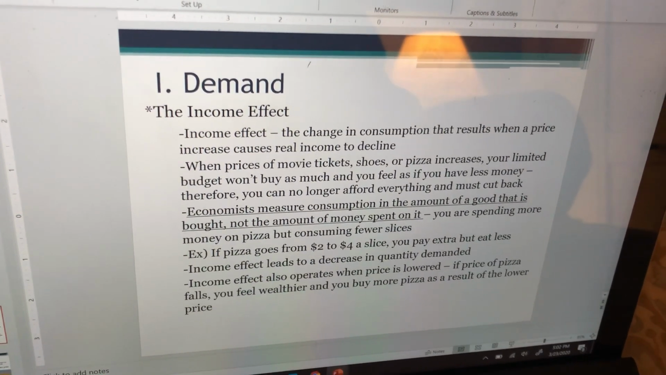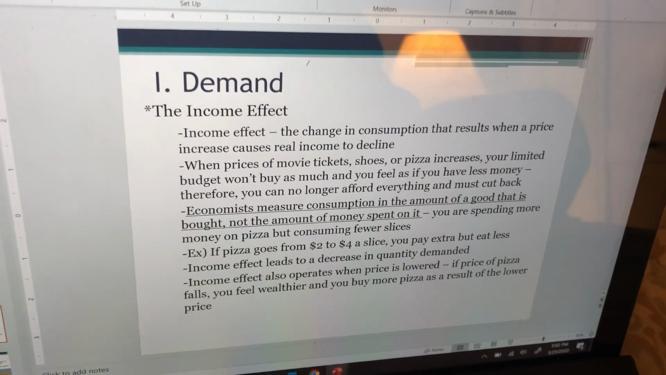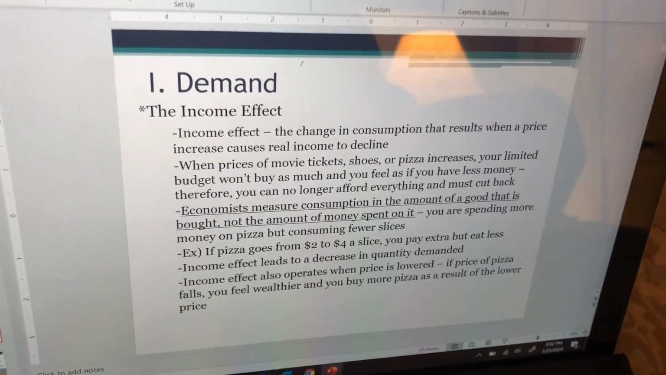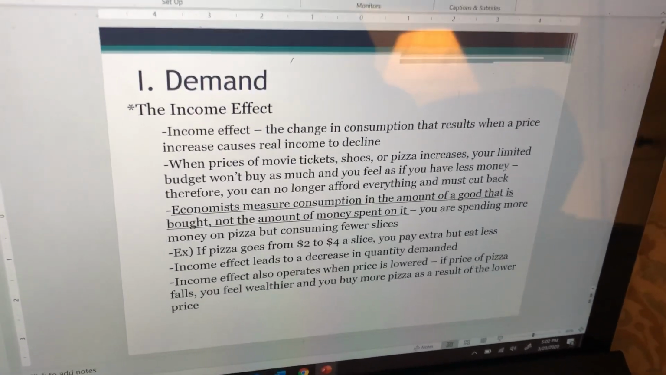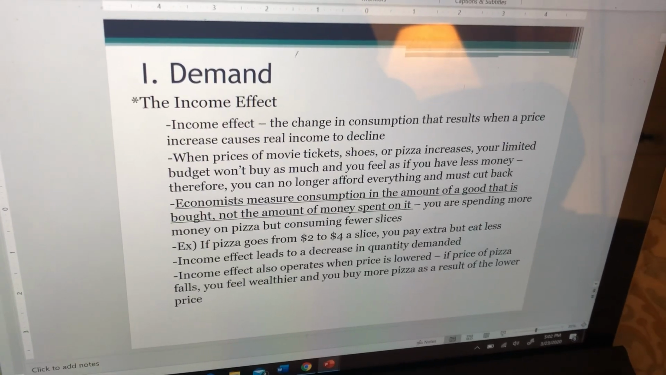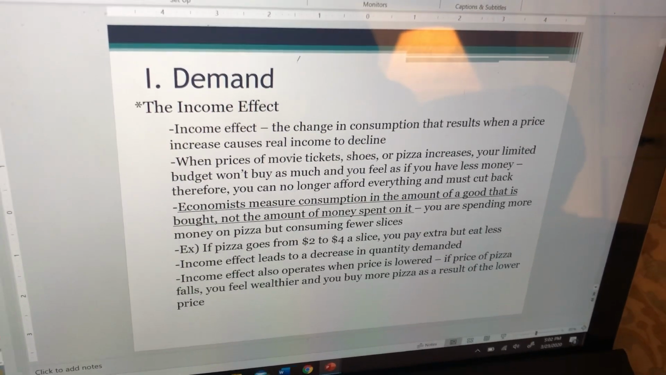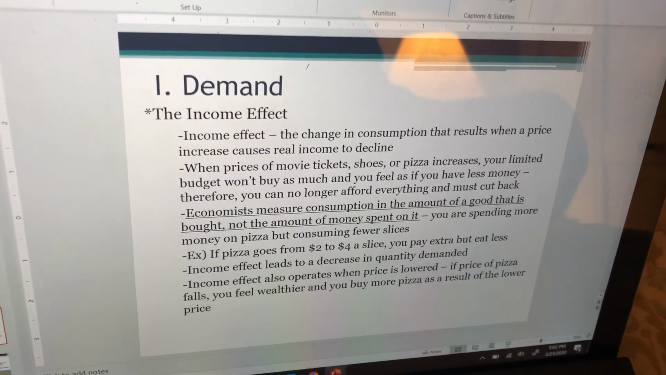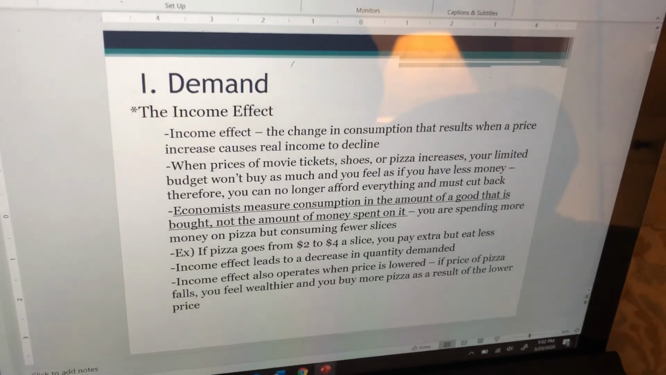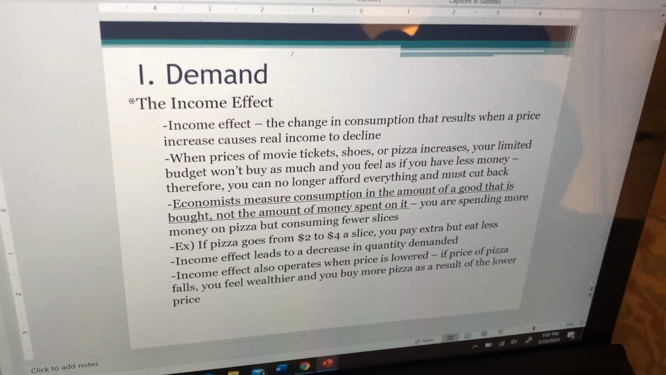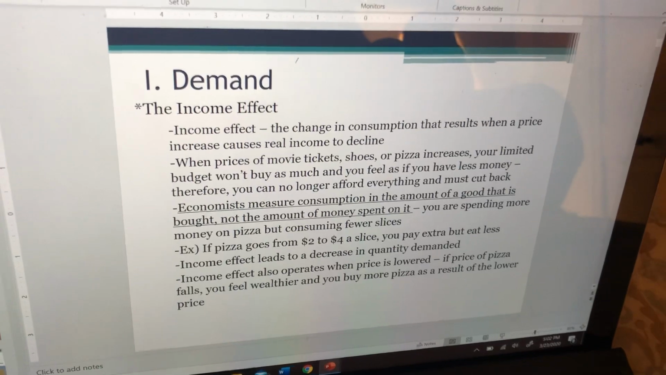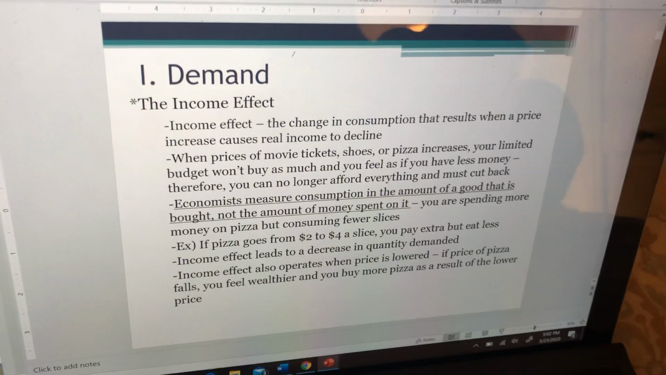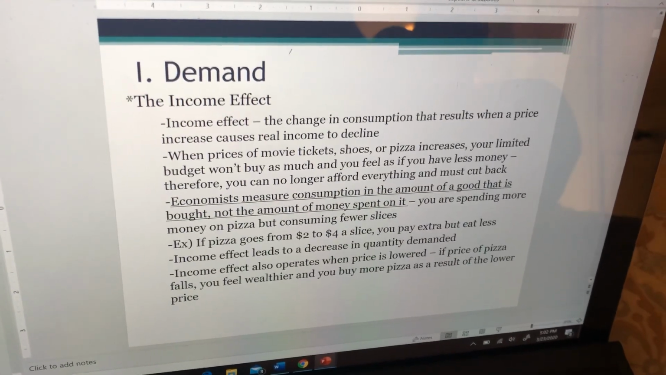So even though you have the same $200 paycheck this Friday as you did last Friday, you can't afford to go to the movies and buy yourself a new pair of shoes and go out for pizza on the weekends. You can't afford everything and you have to cut back. So you're spending more money on pizza, but consuming less, okay? It's really just the same thing. The income effect leads to a decrease in the quantity demanded. Your $200 can't purchase the movie tickets, can't purchase pizza dinner, etc.